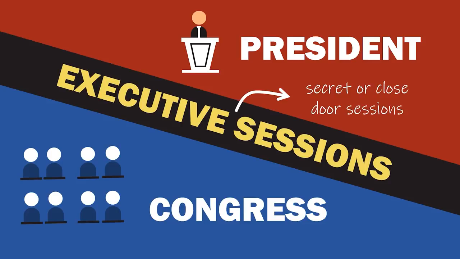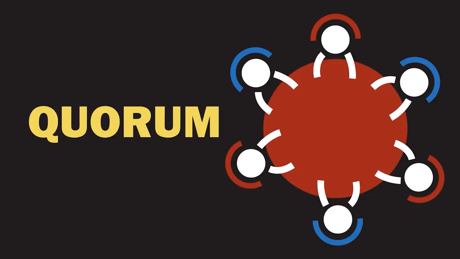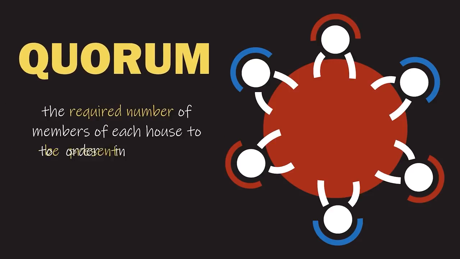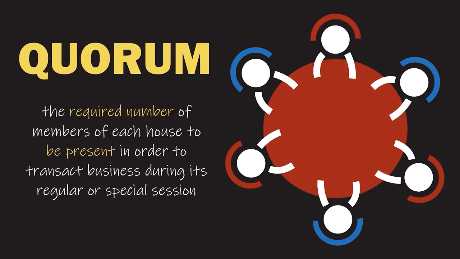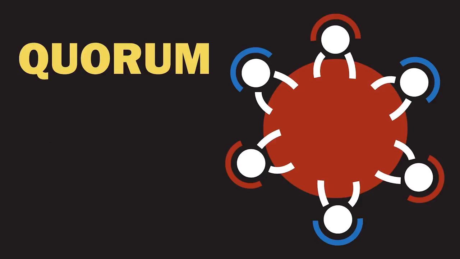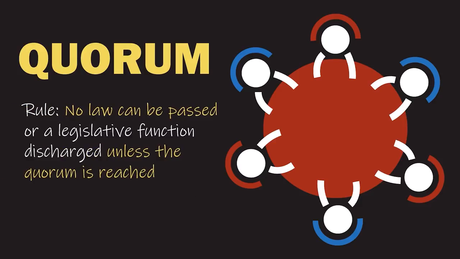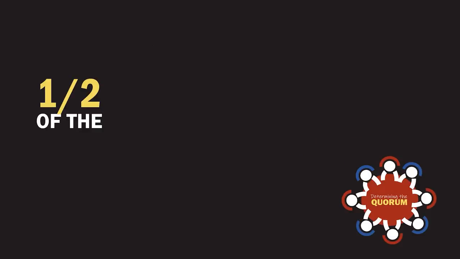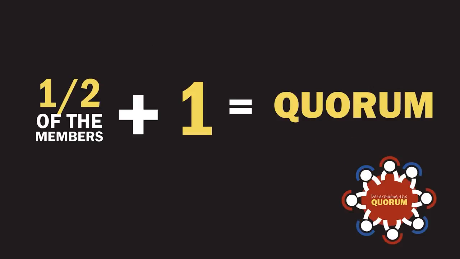Another important topic in Article 6 is quorum. When we say quorum, it is the required number of members of each house to be present in order to transact business during its regular or special session. Here is the rule. No law can be passed or a legislative function discharged unless the quorum is reached. In determining the quorum, normally, 1/2 plus 1 is the quorum.